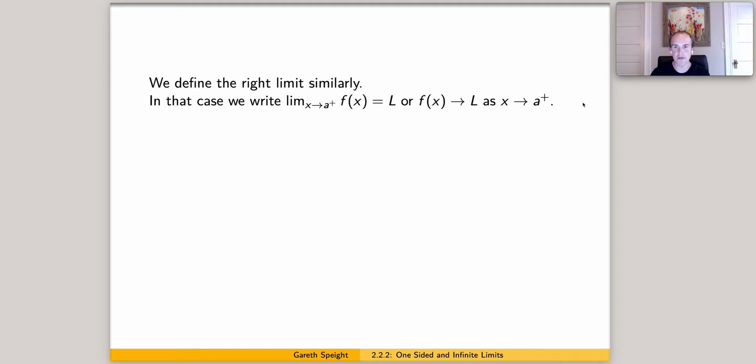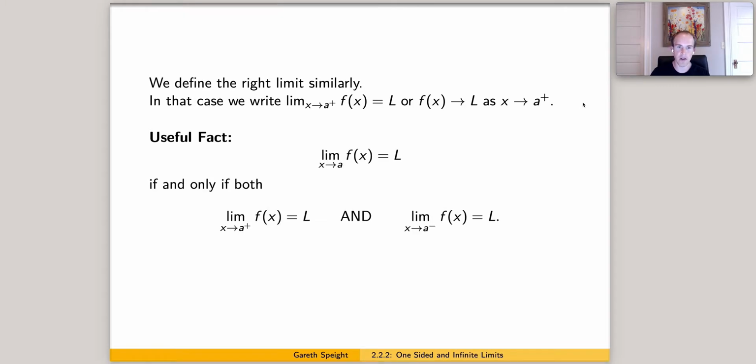Okay, so already we have three definitions, so it's getting a little confusing. What's the relation between them? Okay, there's a very useful fact that the two-sided limit, the one we saw in the last video, exists if and only if both of the one-sided limits exist and they're equal to the same number. Okay, so the two-sided limit equals L if and only if both of the one-sided limits equal L.